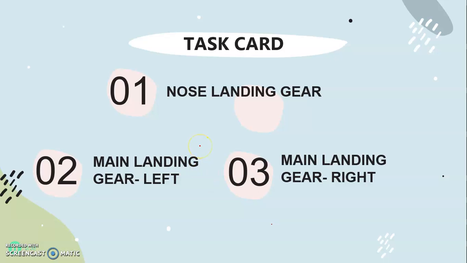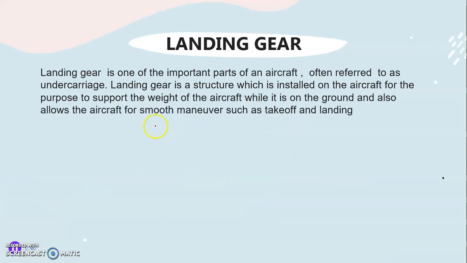Before I start to explain this task card, I will explain what is landing gear. Landing gear is one of the important parts of an aircraft, often referred to as undercarriage. Landing gear is a structure which is installed on the aircraft for the purpose to support the weight of the aircraft while it is on the ground and also allows the aircraft for smooth maneuver such as takeoff and landing.